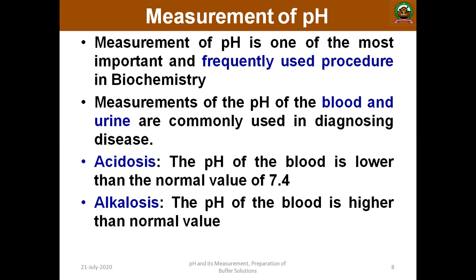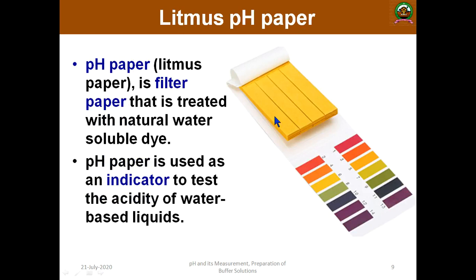Similarly, just the opposite is alkalosis, where the pH of the blood is higher than the normal condition of 7.4. So if you have 7.4 to 14, then what you get is alkalosis, the alkaline condition. And how will you measure the pH? Simply, in the laboratory we can use a simple pH paper, known as litmus pH paper. It is a filter paper treated with a neutral water soluble dye. The pH paper is used as an indicator.